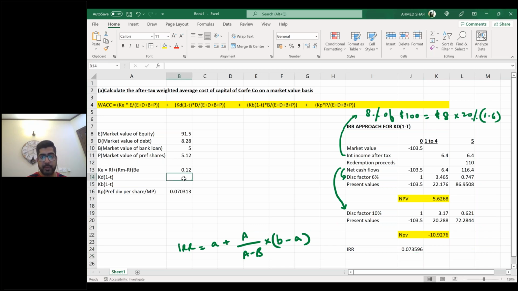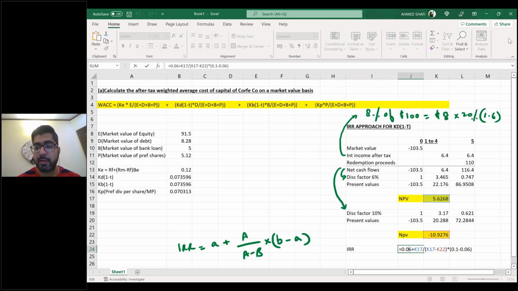I will write this as KD 0.07, and whatever is KD, I'm assuming same as KB. So now I've got all 8 variables. I just have to put them in the formula to get WACC and earn 11 marks. In the meantime, you can copy IRR and ask me any questions. Then I will finally put it in the above equation to get WACC, and then we will take a break.